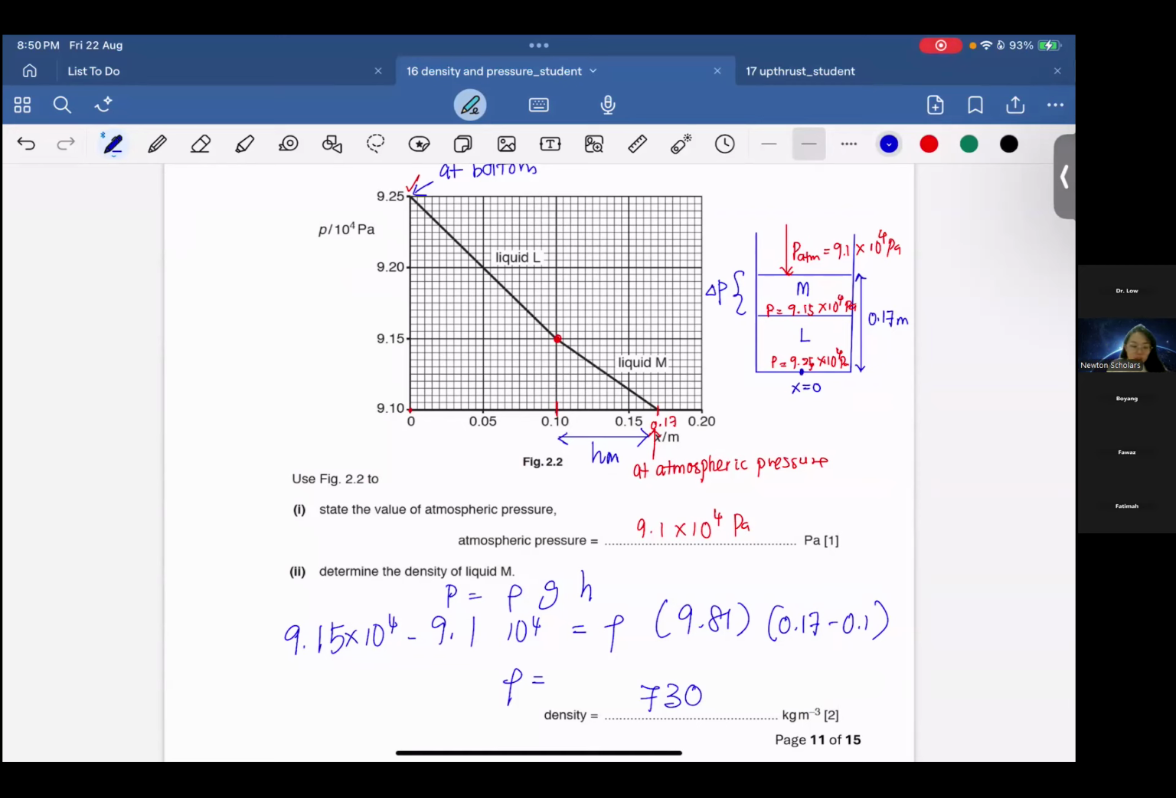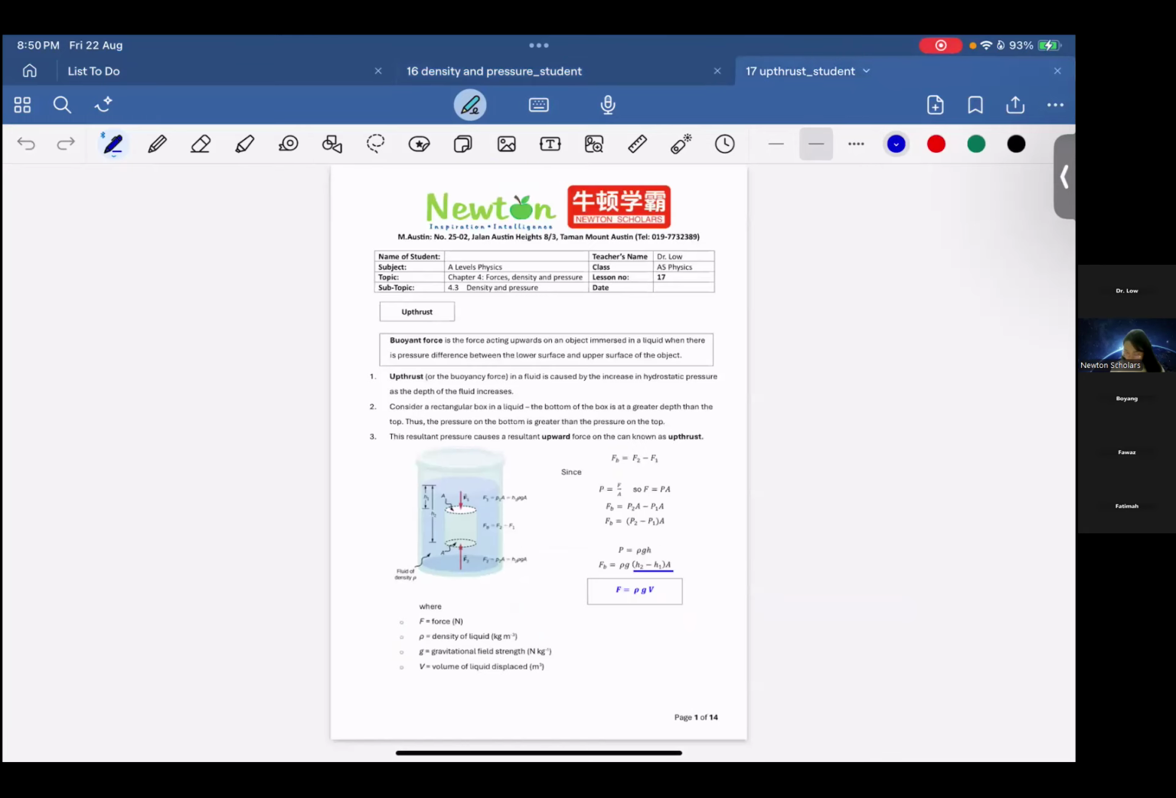Okay, any question? If no, we are going to lesson number 17. Worksheet 17. Thank you, Kai Qian. So, boys and girls, we go to lesson number 17.